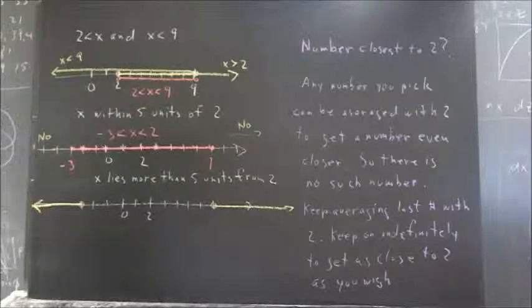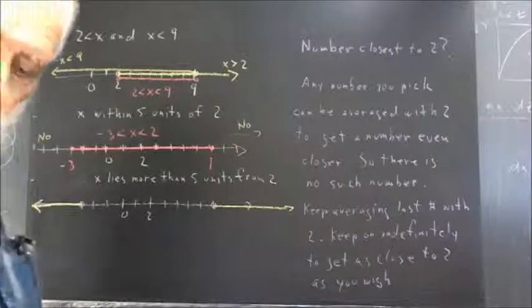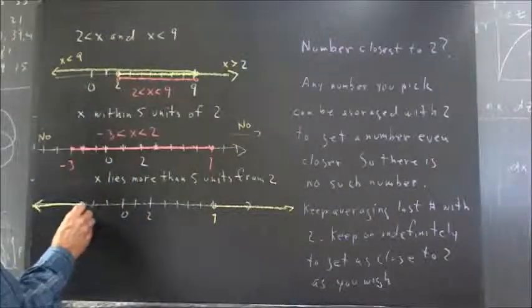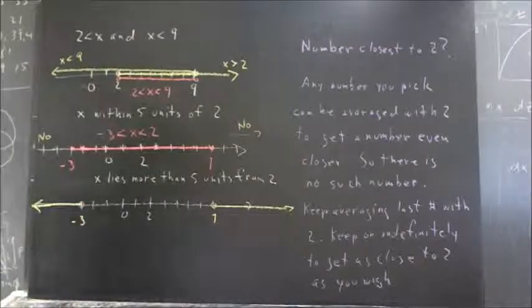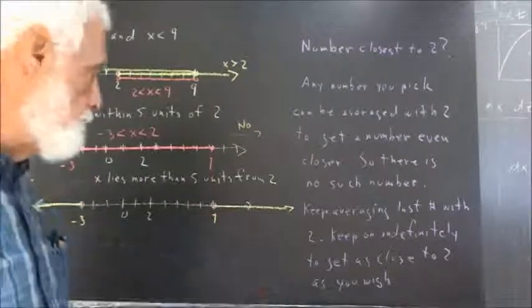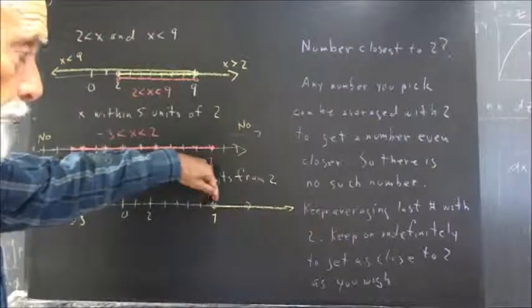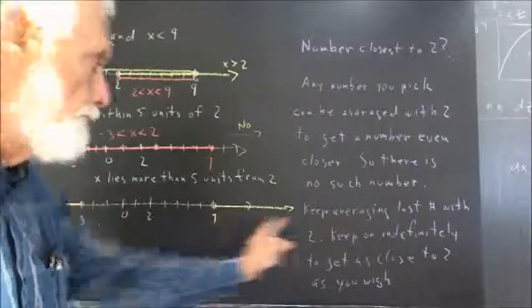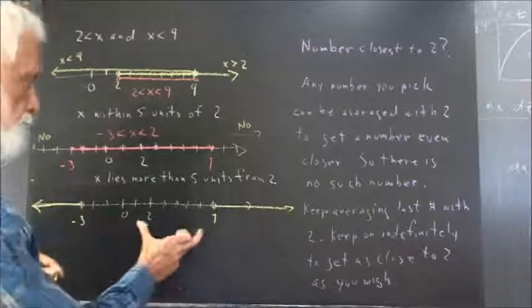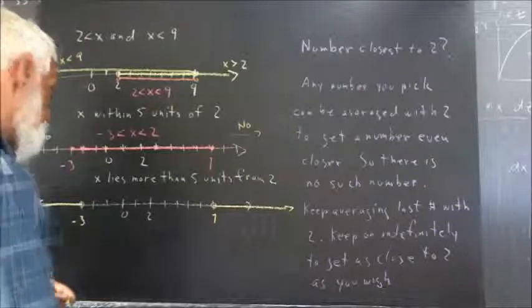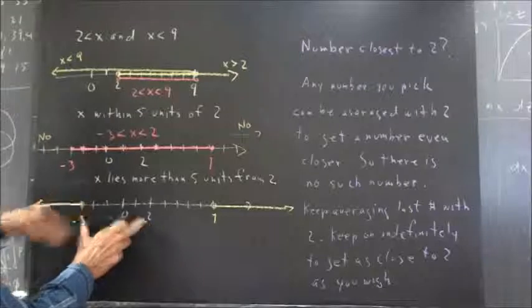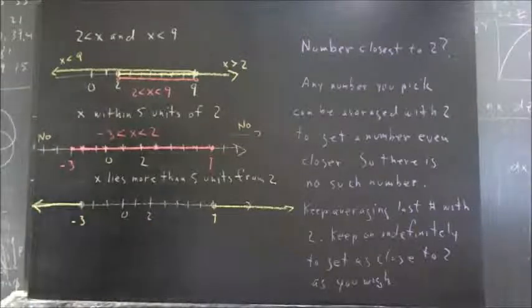Well, again, we have 7 out here, which is 5 units from 2, and we have -3, which is also 5 units from 2. More than 5 units from 2 would not include 7, but would include every number to the right, because everything beyond here is more than 5 units away from 2. 5 units from 2 is this far. Or on this side, 5 units from 2 is here. More than 5 units from 2 is to the left of this.